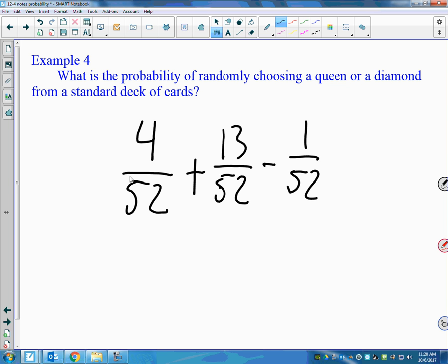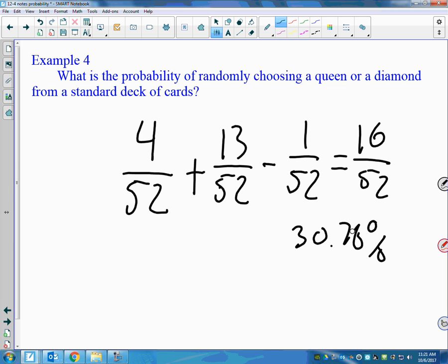So if we add all of these up, we would end up getting 10 out of 52. Which is 16 out of 52, right? 4 plus 13. I subtracted, yeah. I subtracted. Okay, just making sure. I subtracted something incorrectly. Yes, this would be 16 out of 52. Which is about 30.76%. So there's basically almost a 31% chance of getting a queen or a diamond out of a standard deck of cards. That's it.